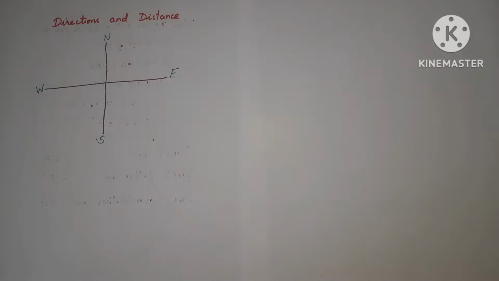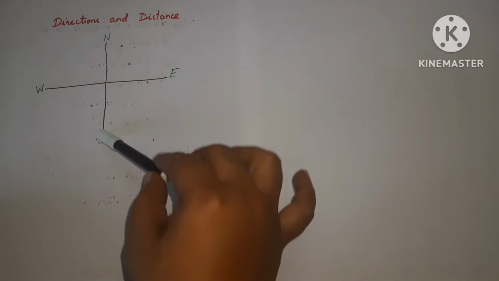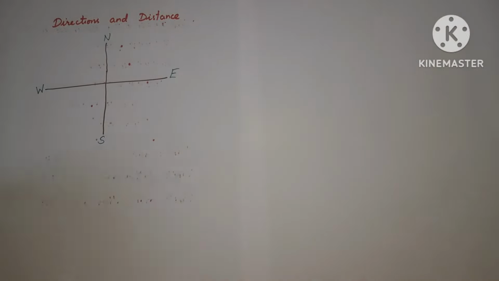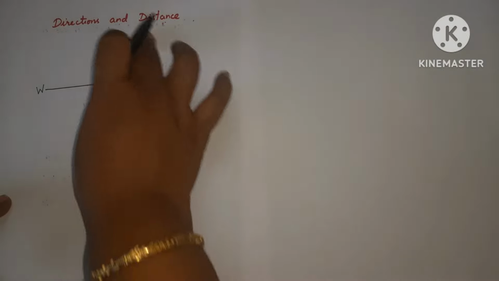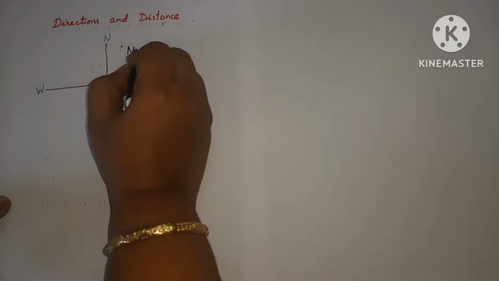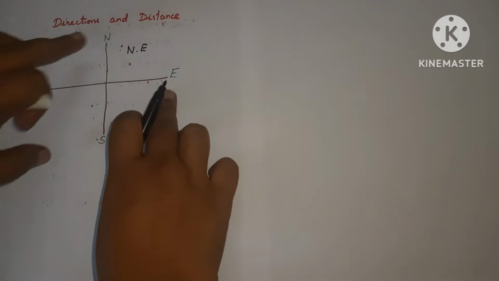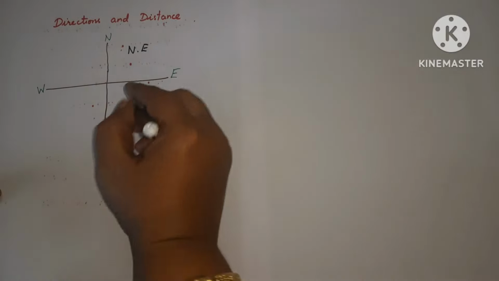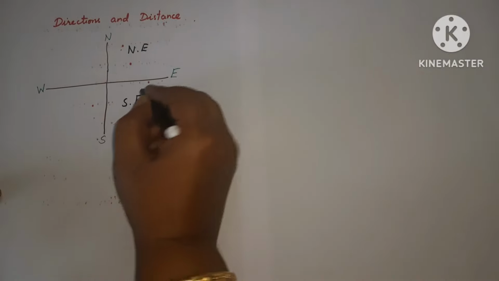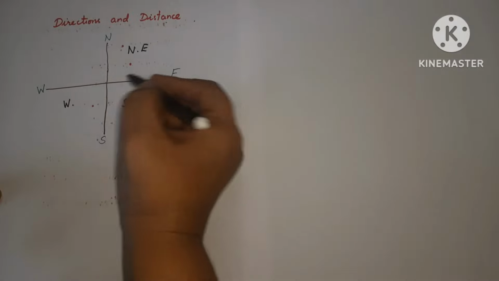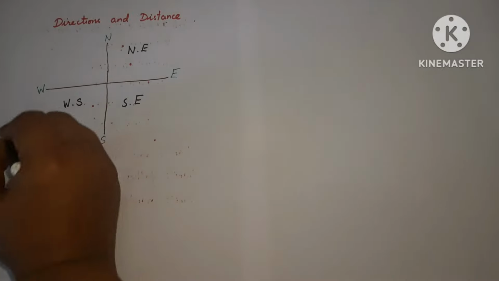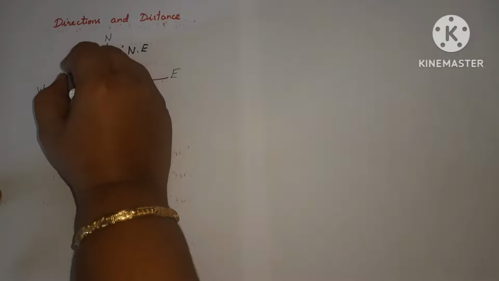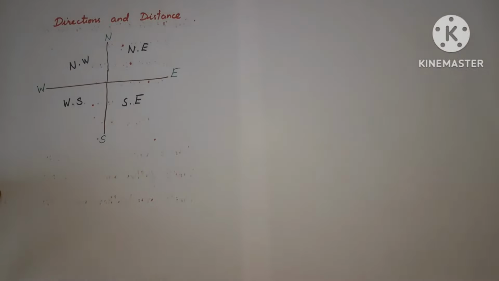A trick, okay? First I have written the directions here: north, south, east and west. Now what will this area become? It becomes northeast. Why? Because you have north and east at the corners. So it becomes northeast. Here southeast, south-west, and north-west.